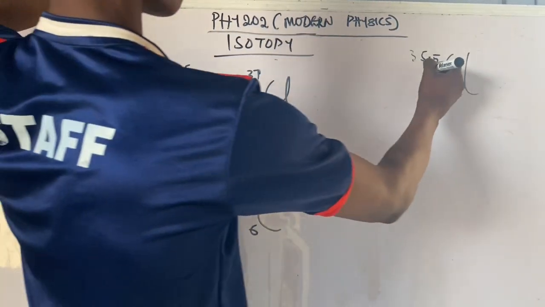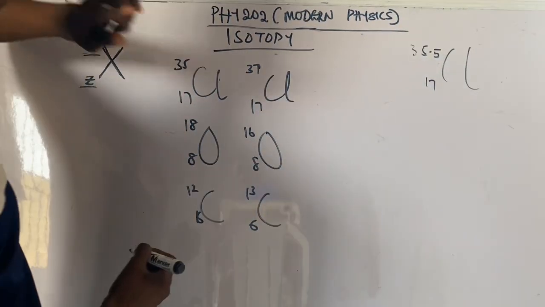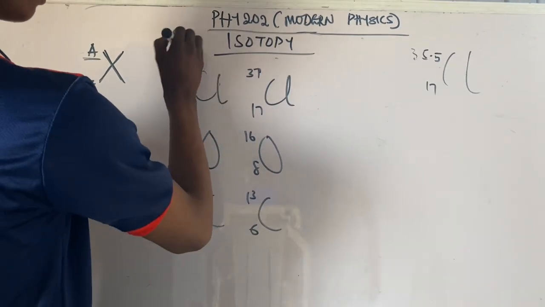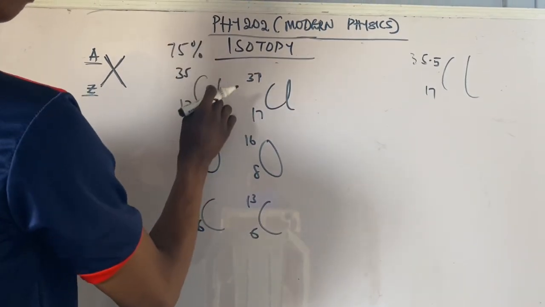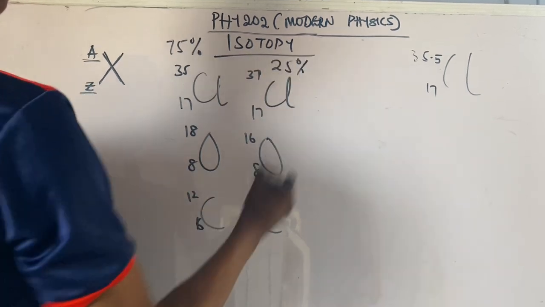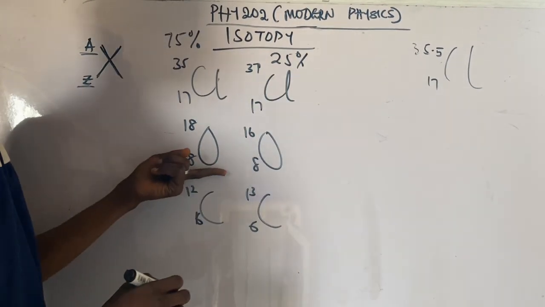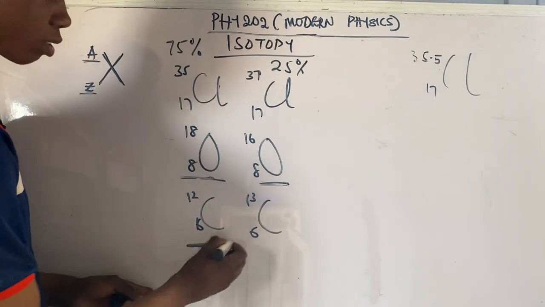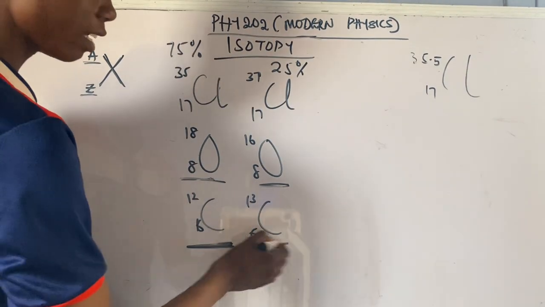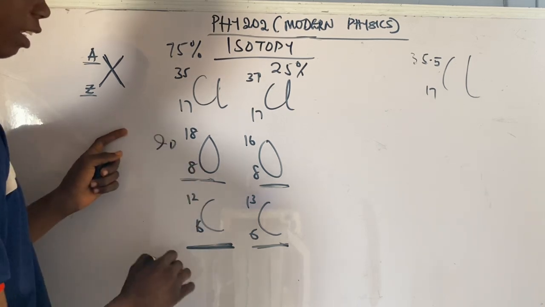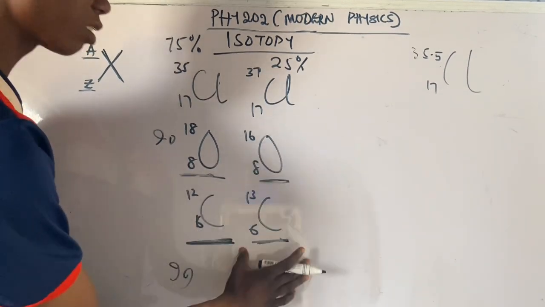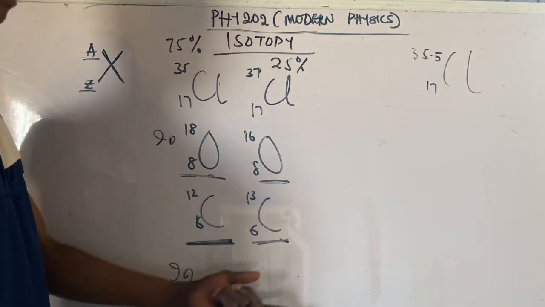So how do we arrive at 35.5 as the mass number of chlorine? In the universe, this exists as 75%. This exists as 25%. This oxygen exists with more than 90%. This exists with less than 10%. This carbon exists with up to 99%, and this is less than 1%. You can see 90, 99, that is very dominant. We can just get rid of the ones that are less than 1 and less than 10.